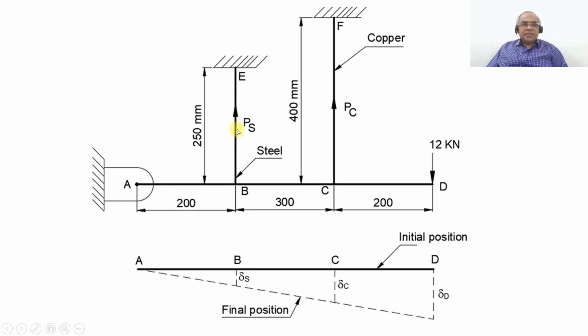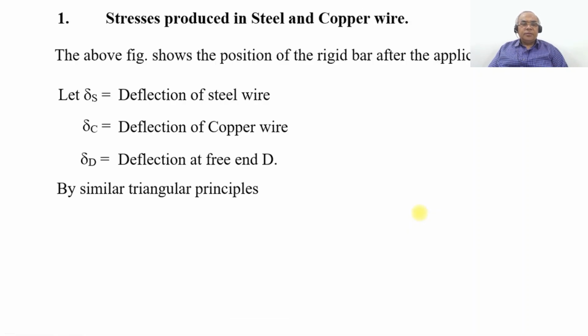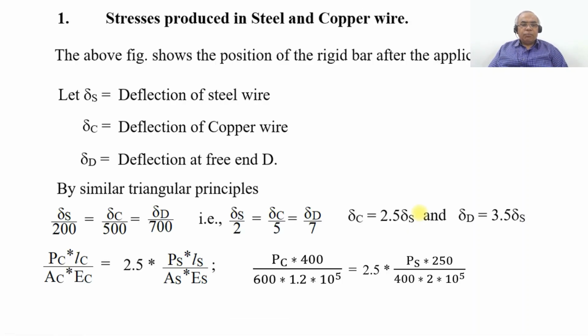The load which is acting in the upward direction, the sum of the clockwise moments will be equal to the sum of the anti-clockwise moments. So PS load into this perpendicular distance is PS into 200 plus PC into 500. So that is 300 plus 200, PC into 500, which will be equal to 12 into 300 plus 200 plus 200, which becomes 700. So that is how we take the moments about the point A.